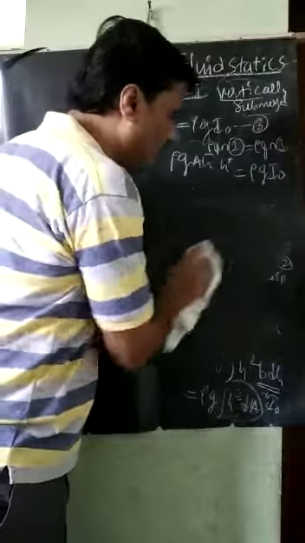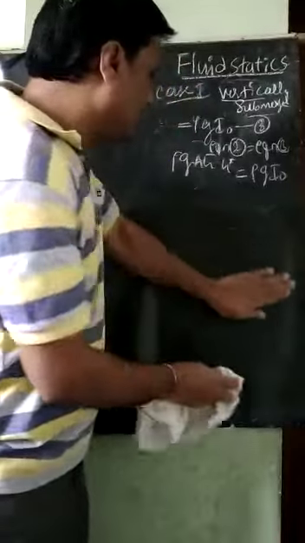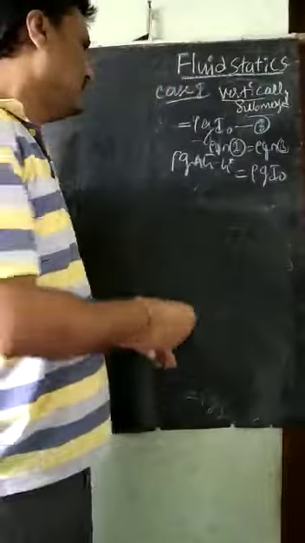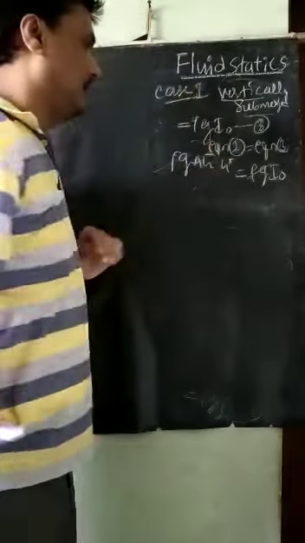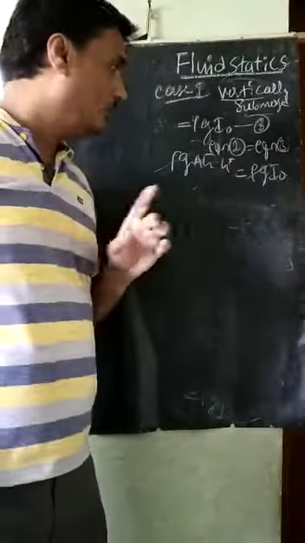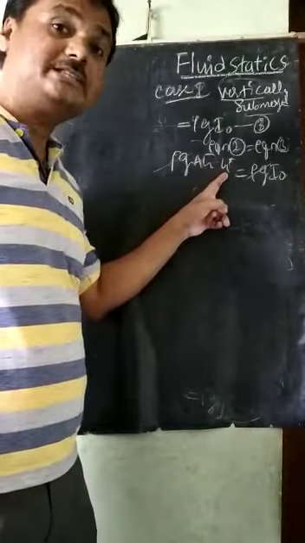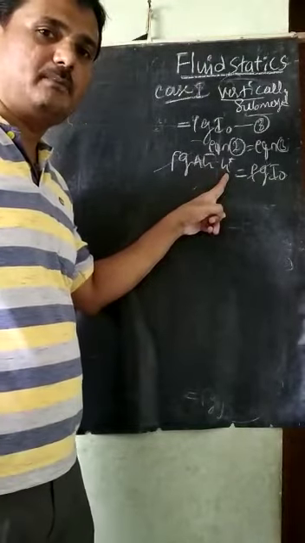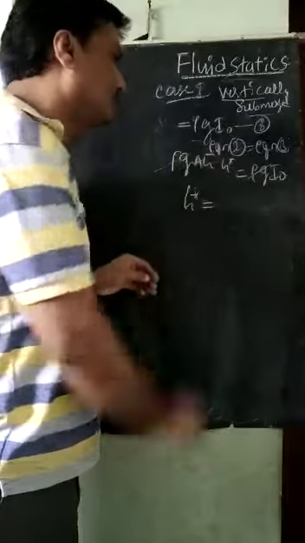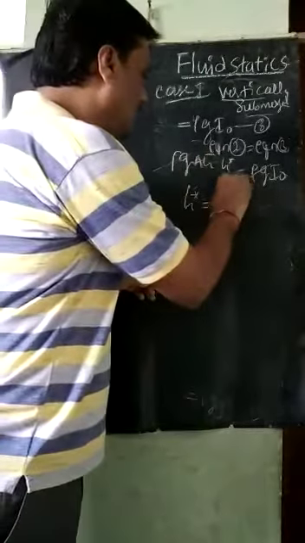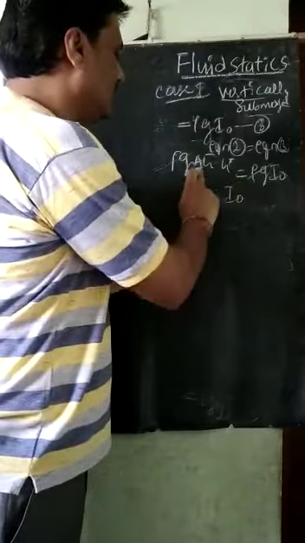So now, what I will do? I will simplify this. Rho g and rho g will get cancelled here. What we need is the formulation for h star, where the center of pressure is located from the free surface. Therefore h star is equal to I naught, what is left here now?